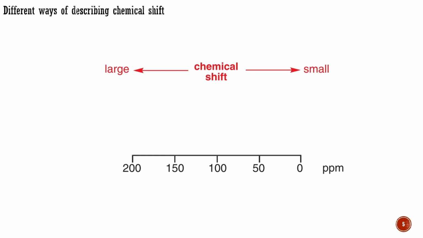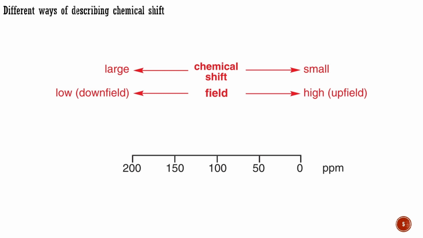Chemical shift values around 0 are obviously small but are confusingly called high field, because this is the high magnetic field end of the scale. I suggest you say large or small chemical shift and large or small delta, but high or low field to avoid confusion. Alternatively, use upfield for high-frequency signals and downfield for low-frequency signals.